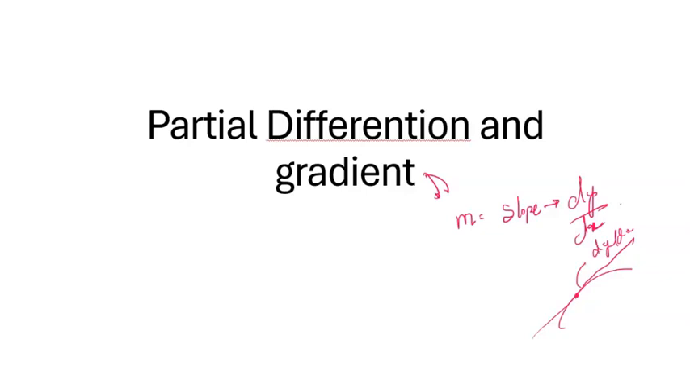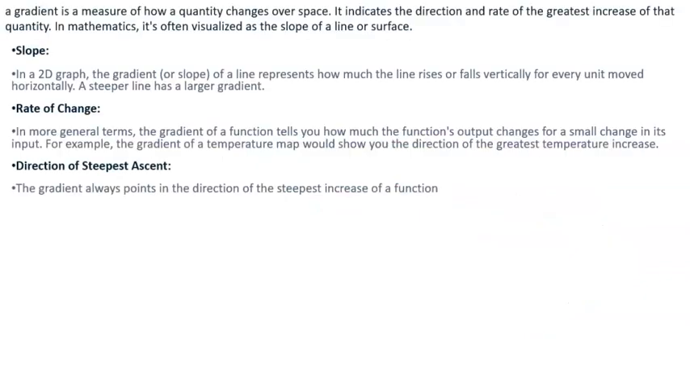This was the basics. Now the same concept we are going to apply to the gradient, but here the gradient is related to partial differentiation. The gradient is based on the concept of partial differentiation, and that we will be learning now. Let's continue. So, suppose a gradient. What is the gradient? Gradient is a measure of how a quantity changes.